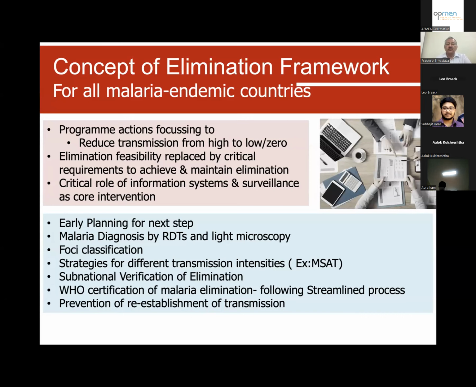Critical role for information system, that is very, very important, which was a little bit flexible in the earlier system, but our information system and surveillance mechanism, which is basically a core intervention, must be given full priority. Without these two priorities, let me be very blunt, we should forget about the elimination. So the major priority should go on the information system and surveillance. And to do this, what we have to do? Immediate earliest planning has to be done.